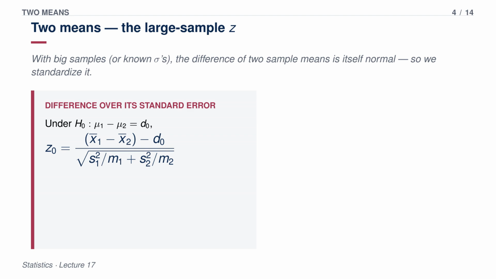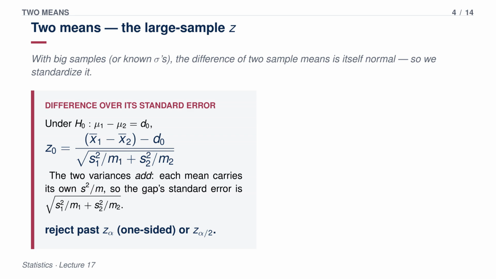Take the first row slowly. With big samples, or known sigmas, the difference of two sample means is itself normal, so we standardize it. Under H-naught, z-naught is x bar 1 minus x bar 2 minus d-naught all over the standard error. And look closely at that standard error, because it's the one genuinely new thing. The two variances add. Each sample mean wobbles on its own. Each carries its own s squared over m, so the gap between them wobbles by the sum. Root of s1 squared over m1 plus s2 squared over m2.